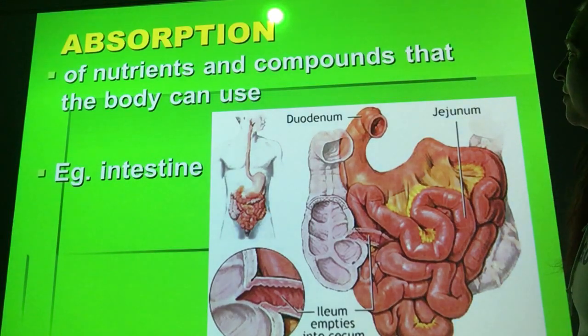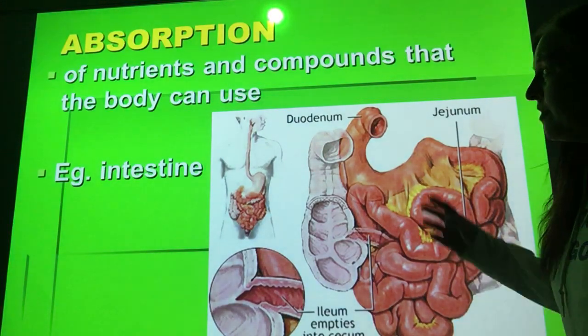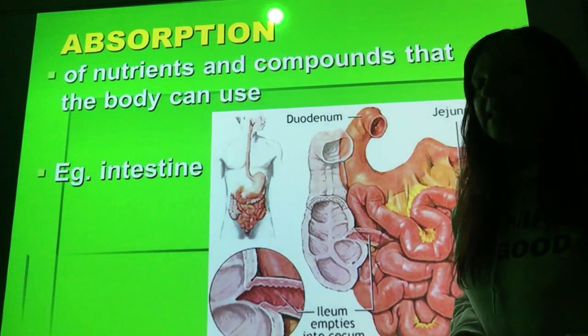So absorption is when you get the nutrients and compounds out of the food you ate into the body. This happens in the intestine.